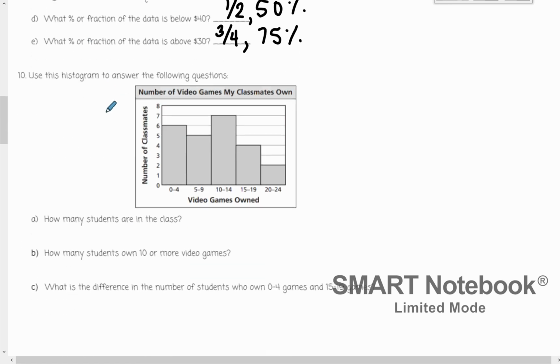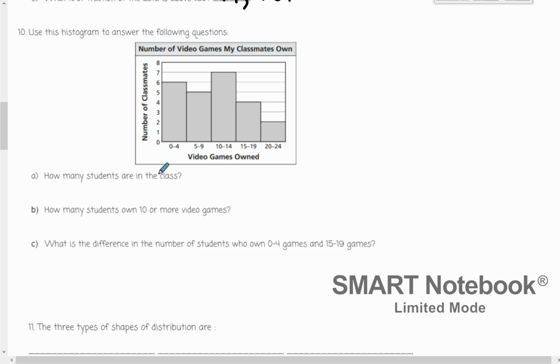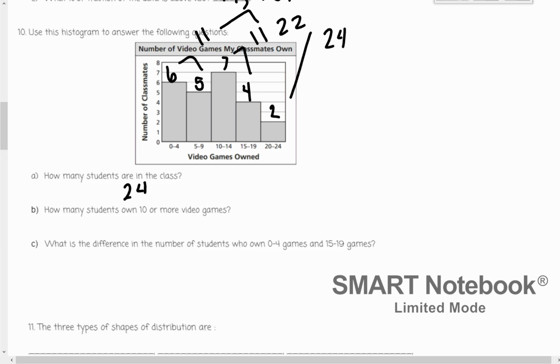All right, we're going to use this histogram to answer the following questions. How many students are in the class? Well, we have to see how many students are in each bar. So here we have 6, here we have 5, here we have 7, here we have 4, and here we have 2. We would then add up all these numbers. I would group them together. So like 6 plus 5 is 11, 7 plus 4 is 11, 11 plus 11 is 22, plus 2 more is 24. So there are 24 students in this class.